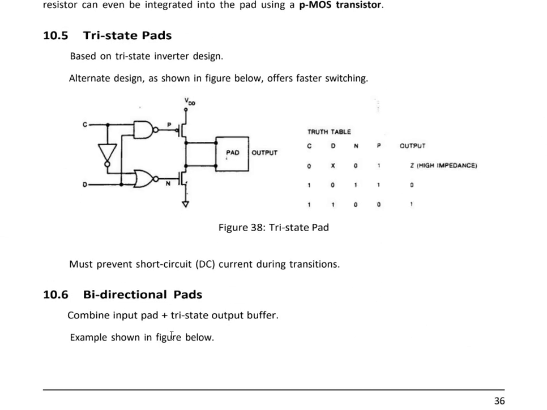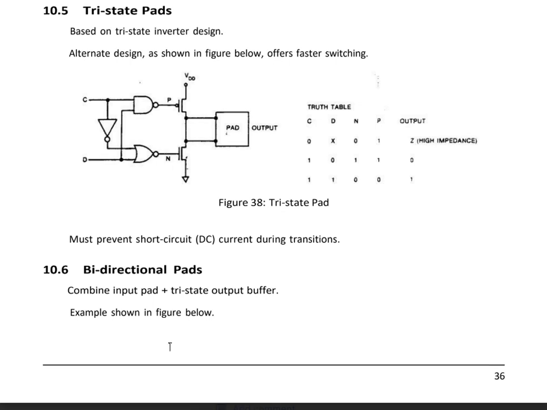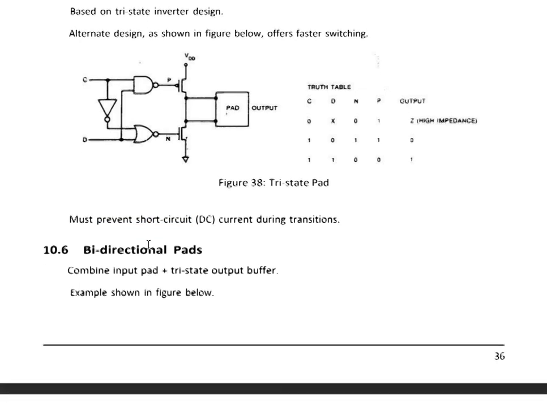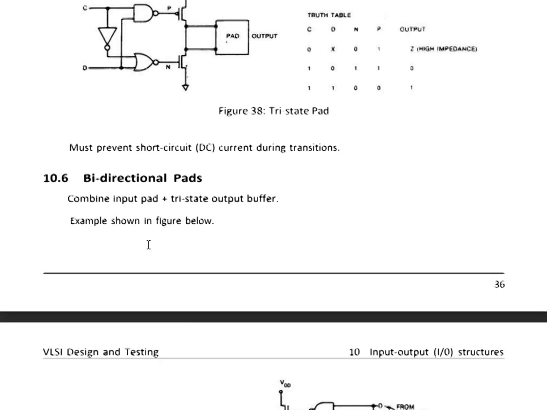And another very important concept is tri-state pads. Tri-state pads are based on the tri-state inverter design. Here you can see an inverter which is connected to NAND and NOR gates, which are further connected to the NMOS and PMOS along with the pad at the output region. So this is the truth table of the tri-state inverter or tri-state pad, and the major condition we should prevent is the short circuit current during transition.